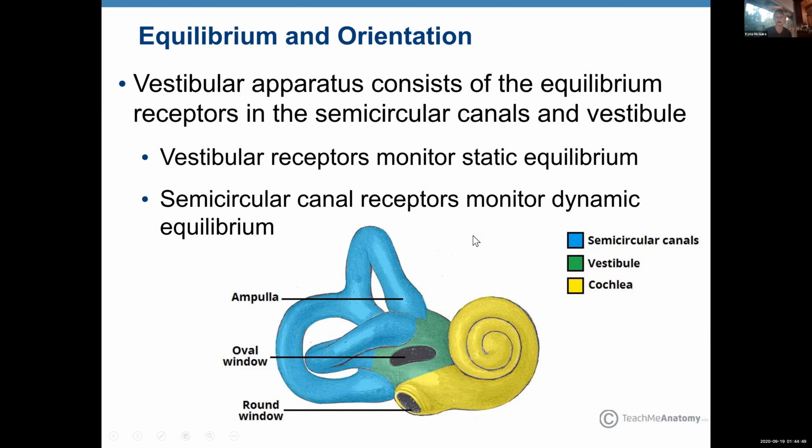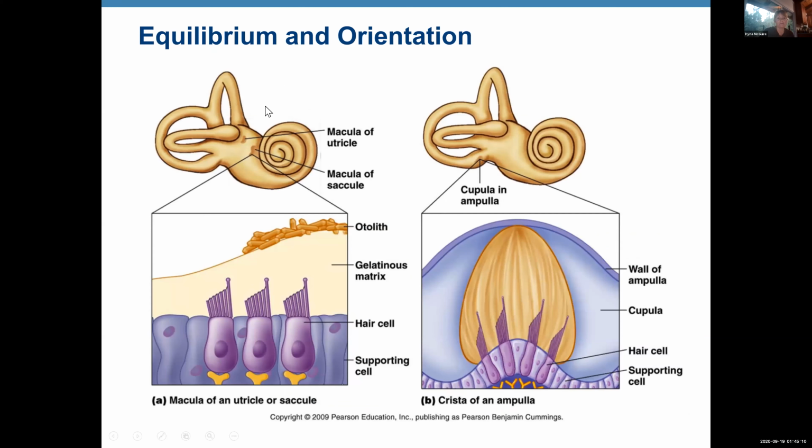A semicircular canal is for dynamic equilibrium, and this is for rotation. So when somebody spins you around and you know that somebody is spinning you, it's a receptor inside the semicircular canal that is responsible for that sensation. Right, so here's our vestibule, and those are semicircular canals. The vestibule and semicircular canals are bony structures. Then inside we have membranous structures, and inside those membranous structures, we have sensory structures.